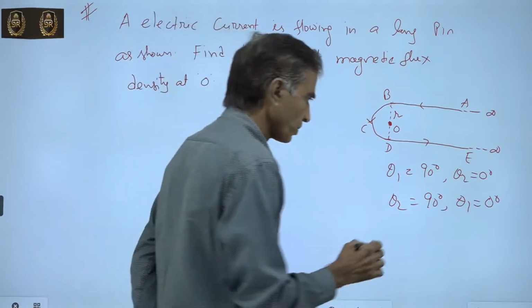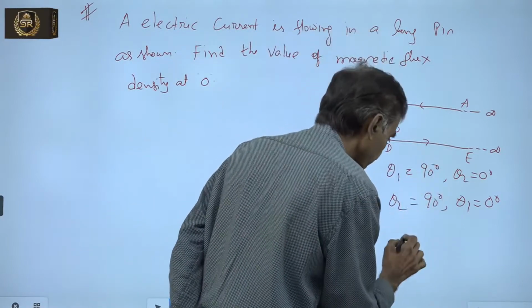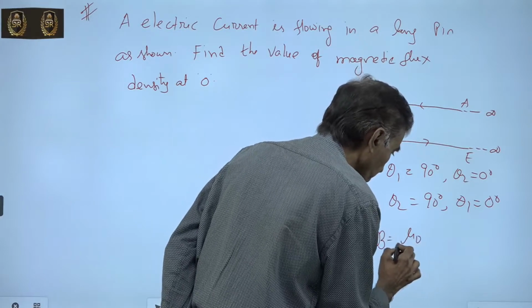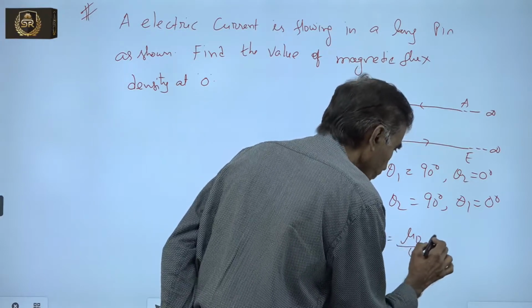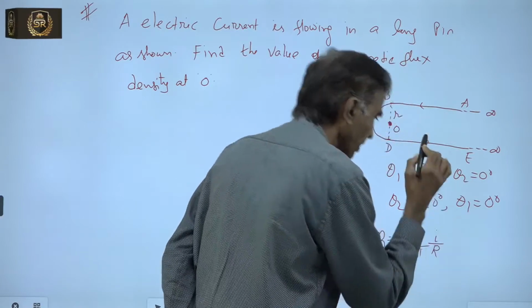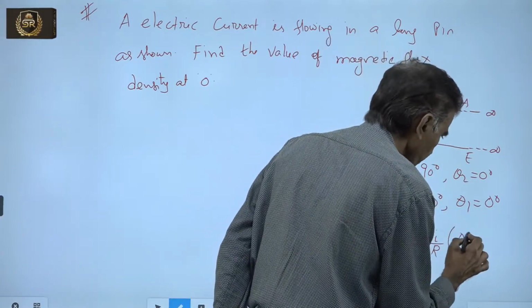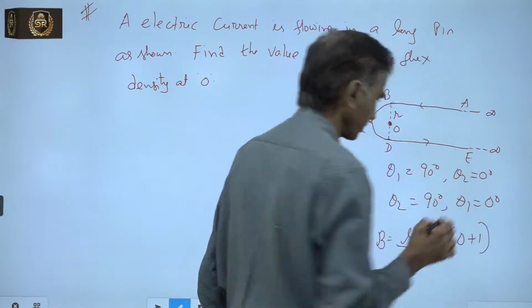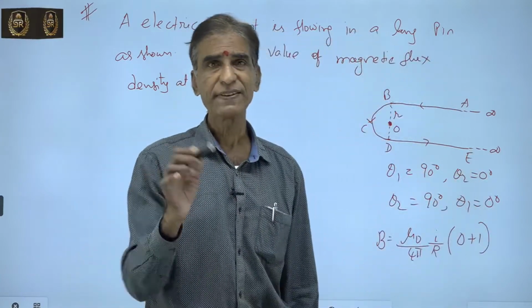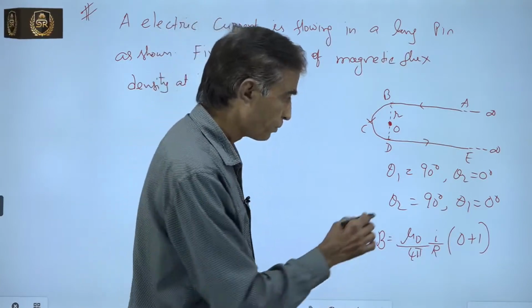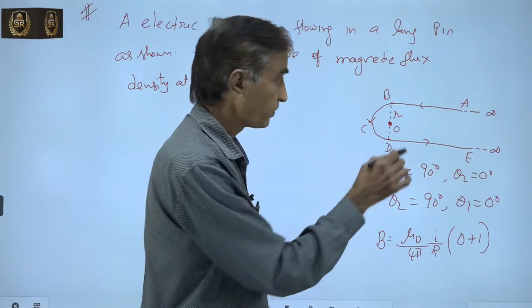Then what is our value? For both of them, the value will remain the same. So B is equal to mu naught by 4 pi into I by R into, for both of them, one will be 0 and the other will be 1. So for a semi-infinite wire, the value will be mu naught by 4 pi into I by R, for both of them.